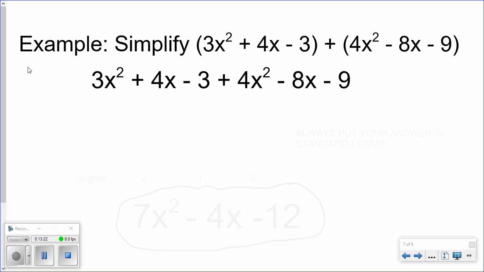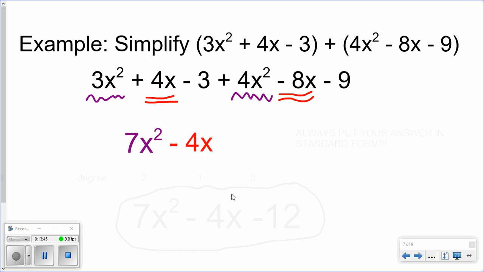So now I'm just going to combine like terms. I've got 3x squared, and I have another x squared, 4x squared here. So those get combined to create 7x squared. I have a positive 4x and a negative 8x, so different than the x squareds because they don't have the exponent. But I can combine these two. 4x plus negative 8x gives me negative 4x. And then negative 3 and negative 9 can be combined together, because they're both constants, gives me negative 12.